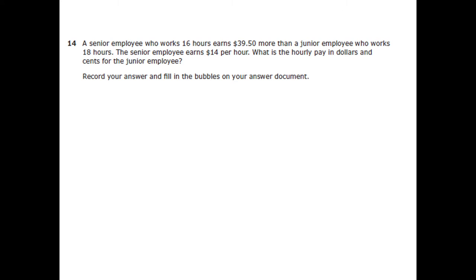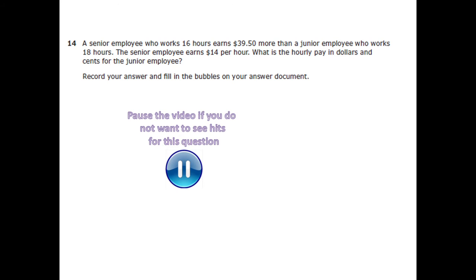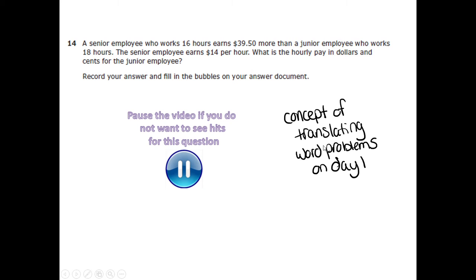Okay, number 14. Number 14 is one of these questions where it doesn't really fit into one of our days. The math in this problem is actually not that hard. It just looks hard because we have to do a bunch of steps.